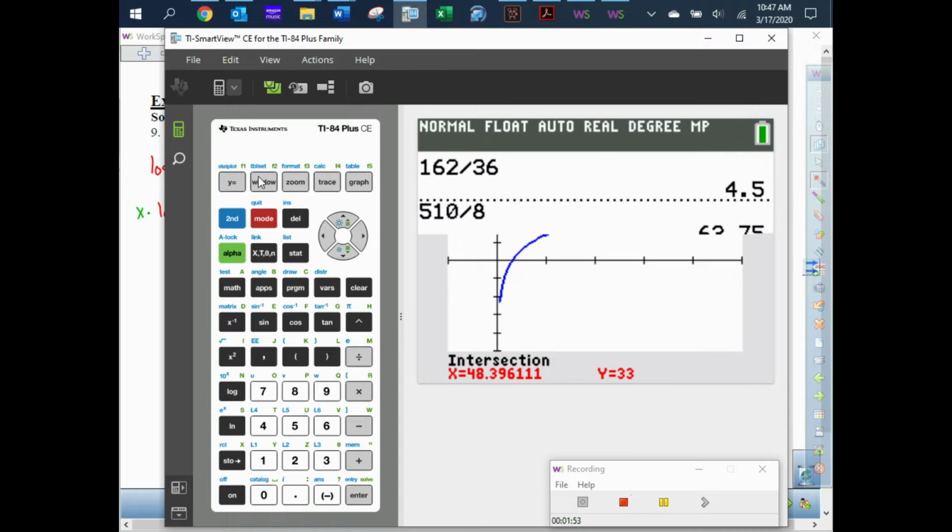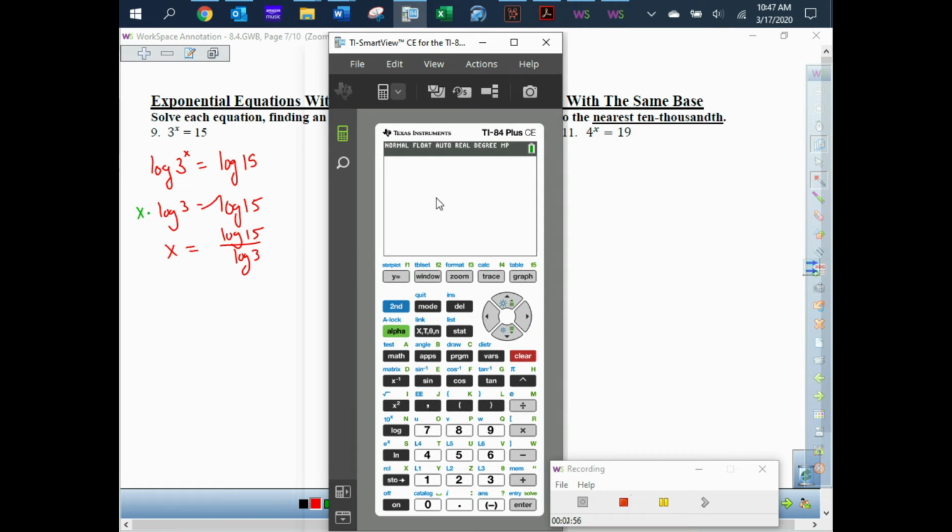So let's get our answer out of that graph. We've got the log of 15, and remember how that log automatically starts a parenthesis, so make sure you close that parenthesis, divided by the log of 3. And hit equals, and they say round to the nearest 10,000. That's 4 decimal places. So 1, 2, 3, 4, and so we have to look to the 5th decimal place.